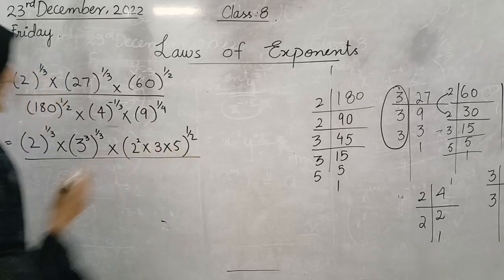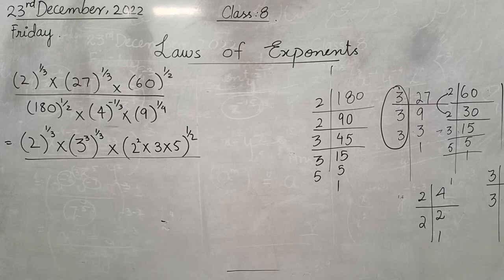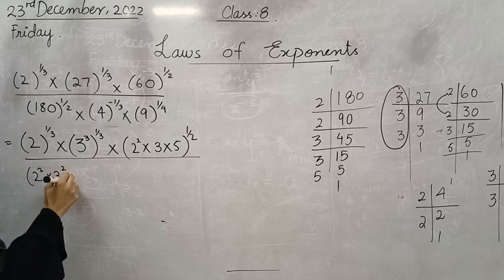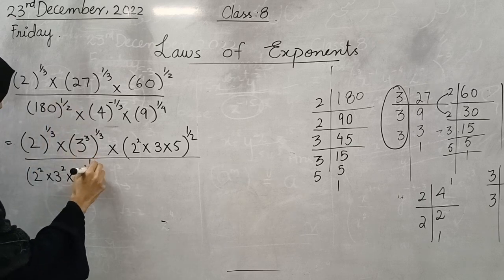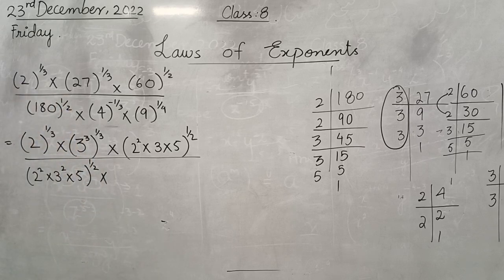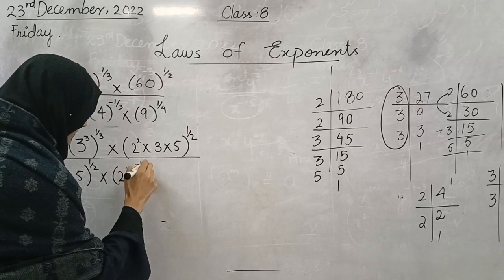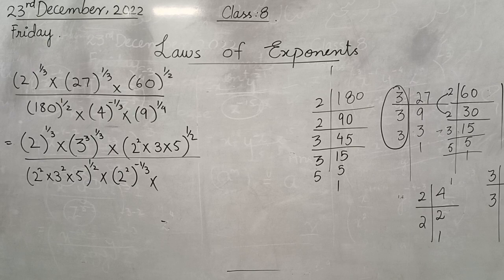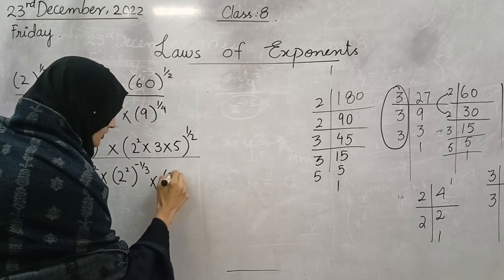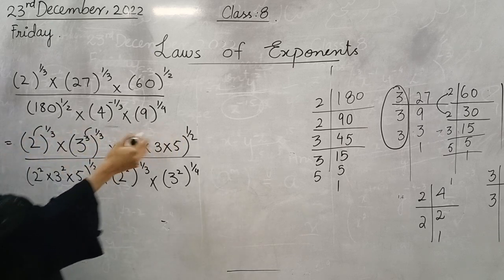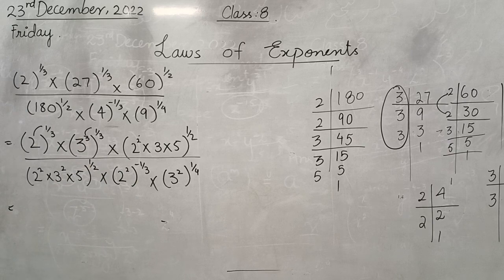Now 180, the exponential form, the index form of 180 is 2 square multiply 3 square multiply 5, raised to power 1 by 2. Prime factorization of 4 is 2 square, so we will write 2 square raised to power minus 1 by 3. Prime factorization of 9 is 3 square, raised to power 1 by 4. Is that clear? Next step is to apply each power.